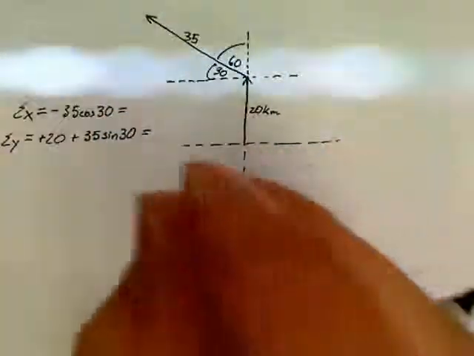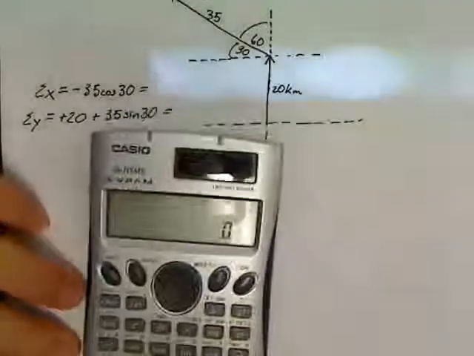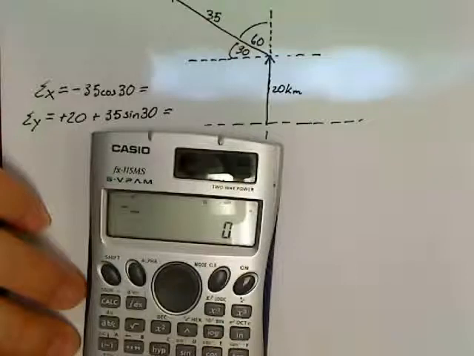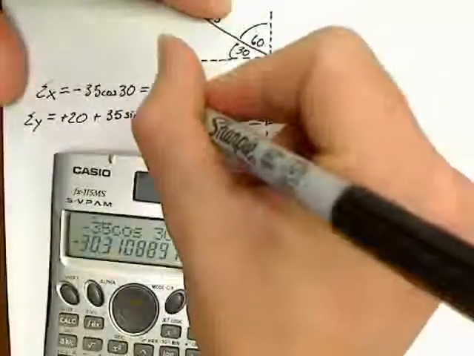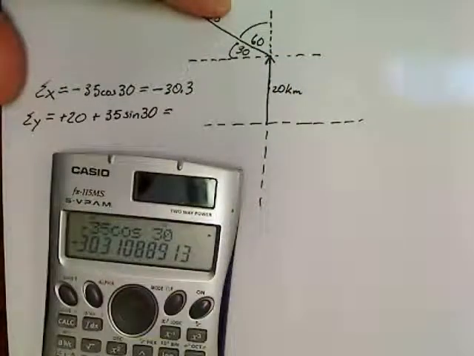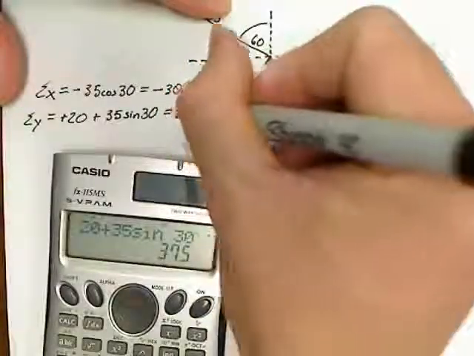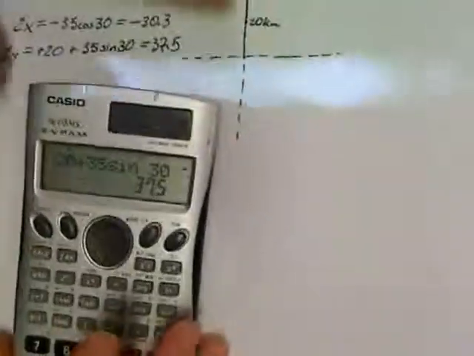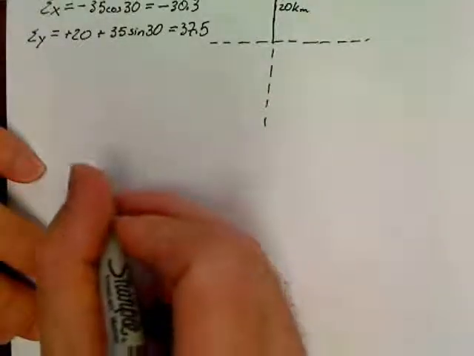Equals. Let's grab a calculator and punch these numbers in. Of course, cosine of 30 is 0.866. So negative 35 cosine 30 is negative 30.3 for an x. So negative 30.3 for an x value. So the next is positive 20 plus 35 sine 30 gives us a 37.5 y value. Now let's use that information to come back and do one brand new crosshair.